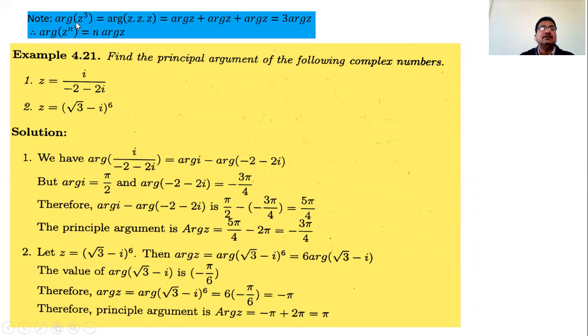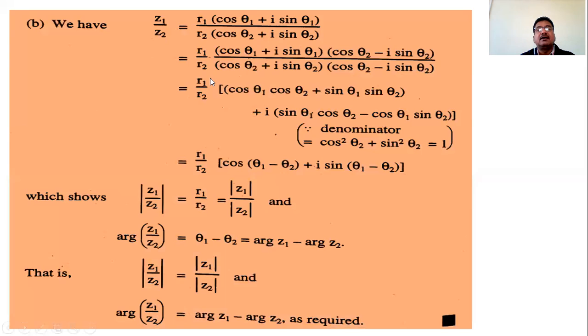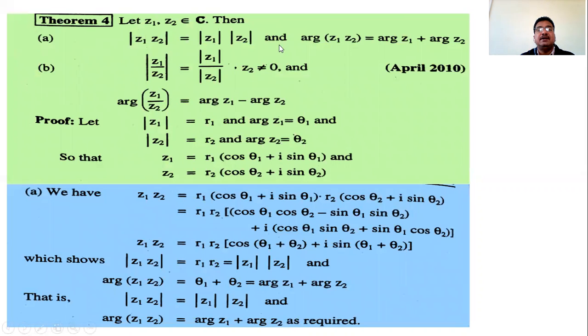And then next note, argument of Z cube. For example, we find argument of Z cube. What is Z cube? Z into Z into Z. And by using this theorem, that argument of Z1 into Z2 is argument of Z1 plus argument of Z2, if we find argument of Z1 into Z2 into Z3, then what is it? It is argument of Z1 plus argument of Z2 plus argument of Z3.